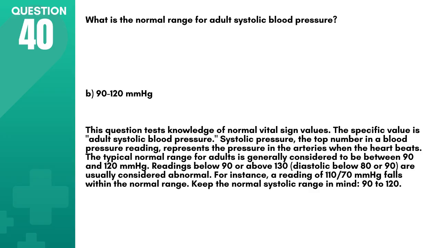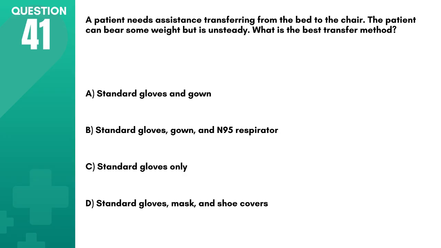Readings below 90 or above 130, diastolic below 80 or 90, are usually considered abnormal. For instance, a reading of 110/70 mmHg falls within the normal range. Keep the normal systolic range in mind. 90 to 120.